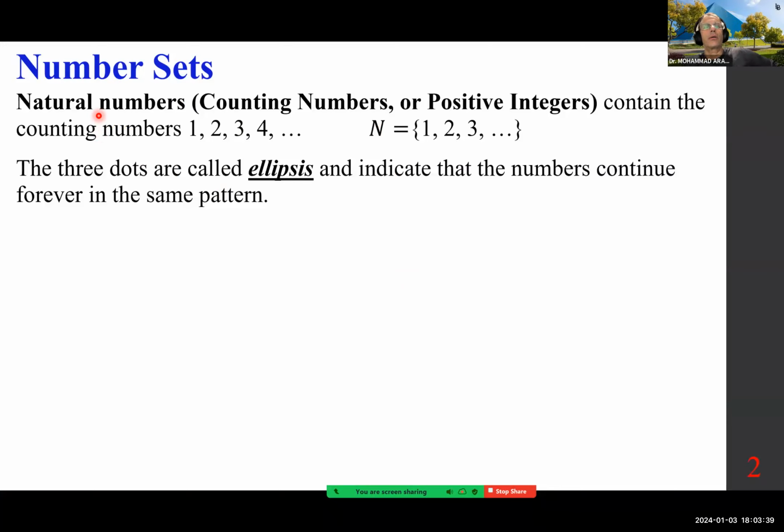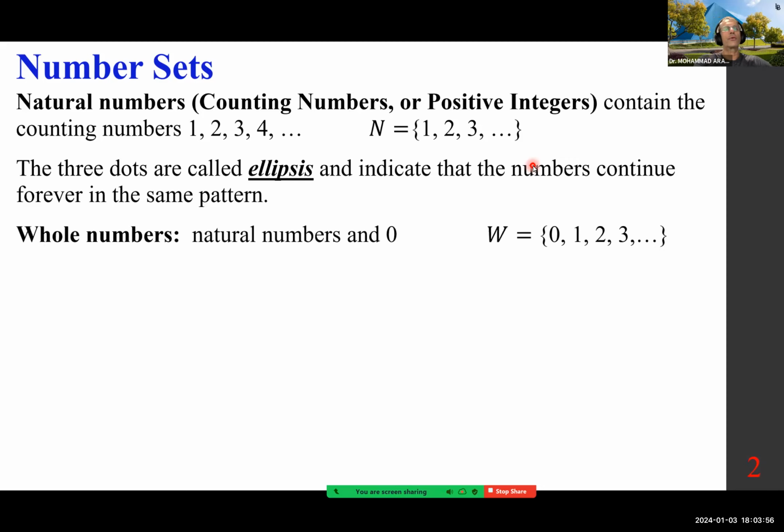Number sets. Natural numbers, or counting numbers, or positive integers, contain the counting numbers 1, 2, 3, 4, and we represent them with N, from 1 to infinity. Of course, the three dots are called an ellipsis and indicate the numbers continue forever indefinitely. Whole numbers: if we add a zero to that, it becomes a set of numbers known as whole numbers. We represent it with W.